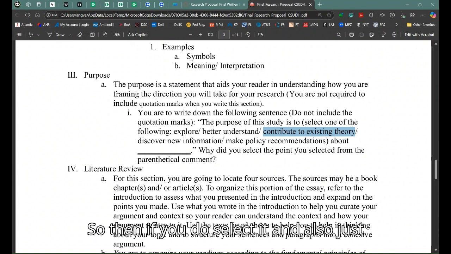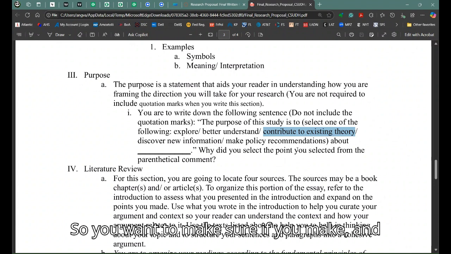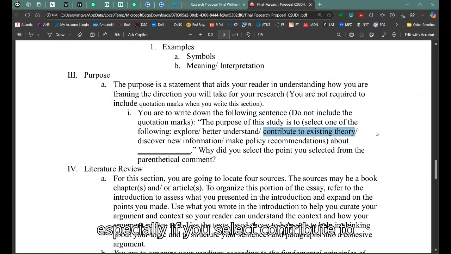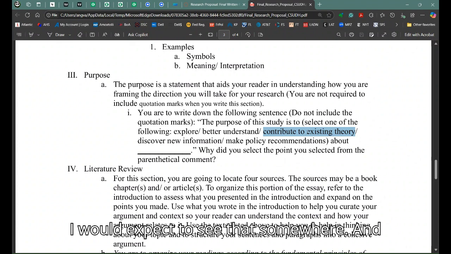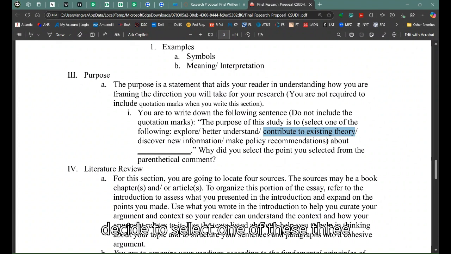So then if you do select it, and also just to make it clear, depending which of the five you select, I am going to look for those elements in the essay, right? So you want to make sure, especially if you select contribute to existing theory, discover new information, or make policy recommendations, I would expect to see that somewhere. And if you're not sure, and if you do decide to select one of these three points, send me an email so we could have a discussion, right?